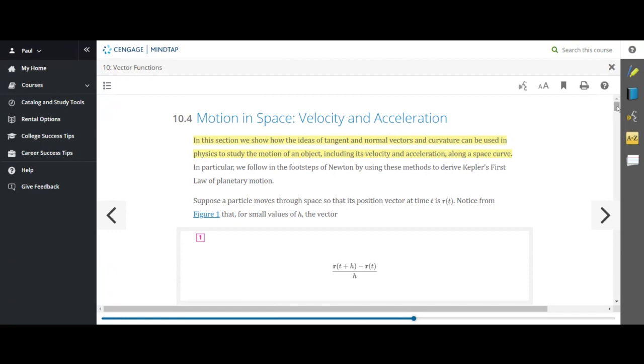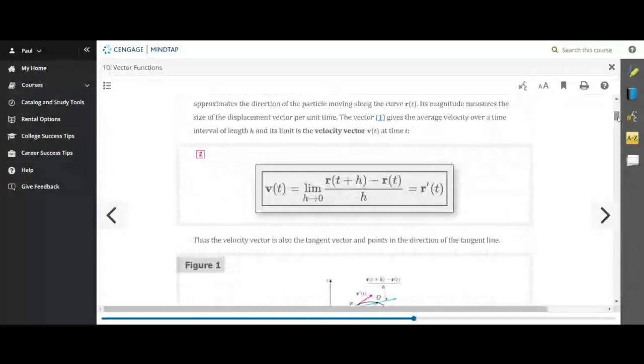Now, here is the definition of velocity. And you can see that the definition is similar to the definition of a derivative that you learned back in Calculus 1, the derivative of a function. Only this is the derivative of a vector function. Okay, and velocity is equal to the derivative of your vector function, r prime of t.